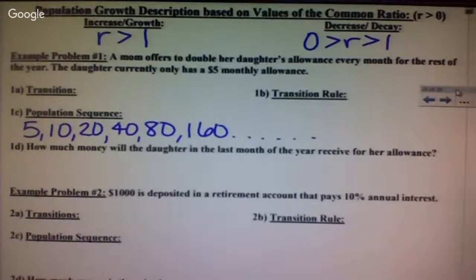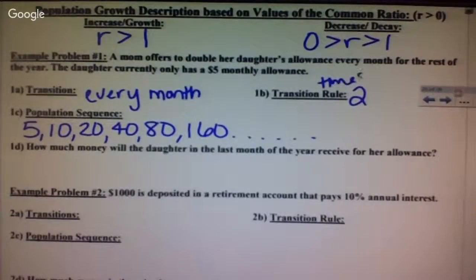What's my transition? What's happening every month? That's your trend. It doubles. So your transition rule is times 2. It's being multiplied by 2 every time.